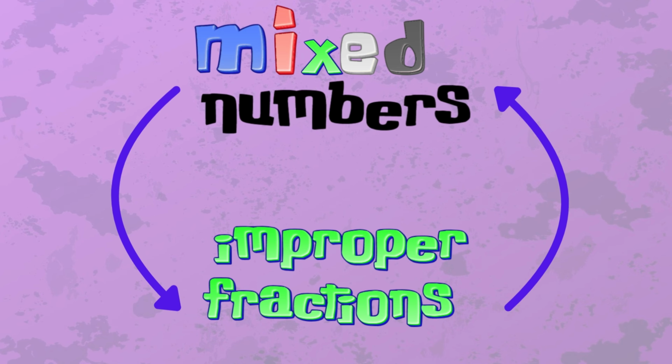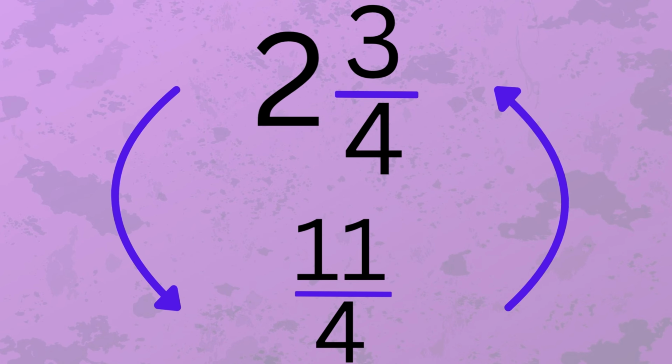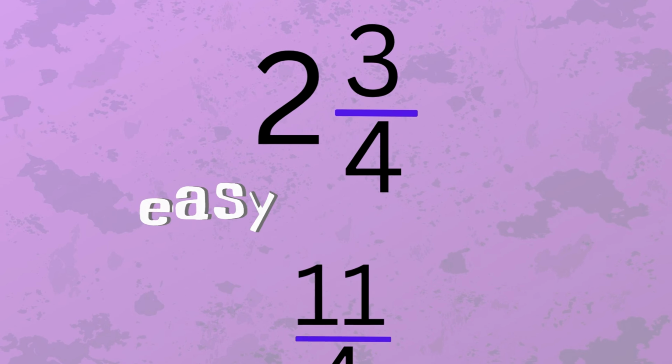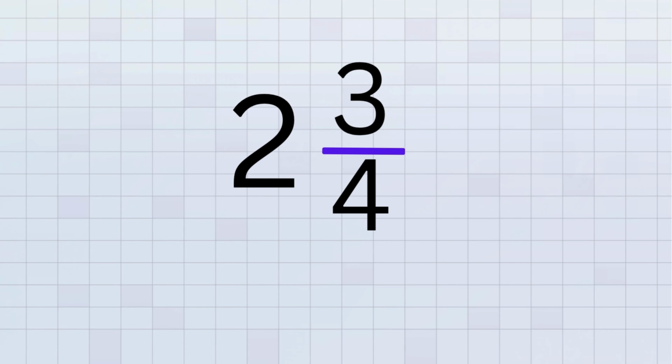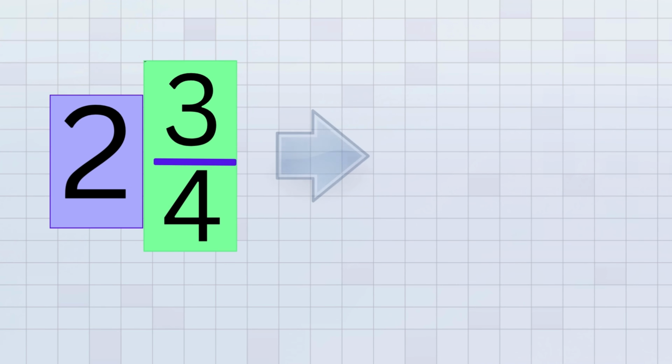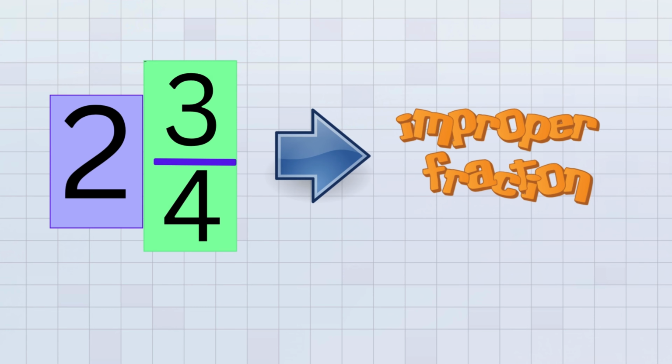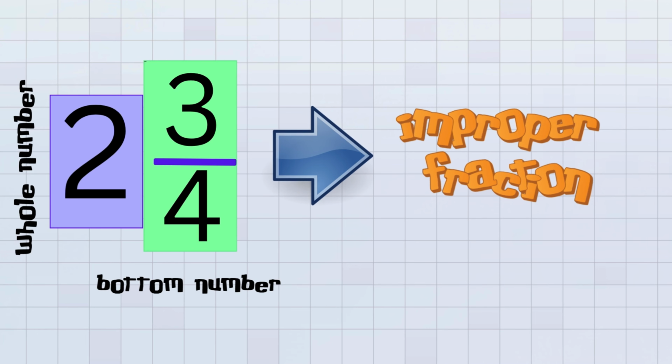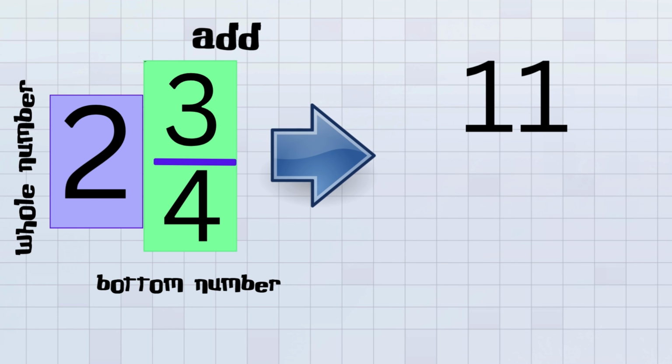To go back and forth between mixed numbers and improper fractions is actually easy. Here's how it works. When you have a mixed number, the first step is to look at the whole number and the fraction sitting beside it. To turn it into an improper fraction, you multiply the denominator, which is the bottom number of the fraction, by the whole number. Then add the numerator, which is the top number. That total becomes your new numerator, and the denominator stays the same.